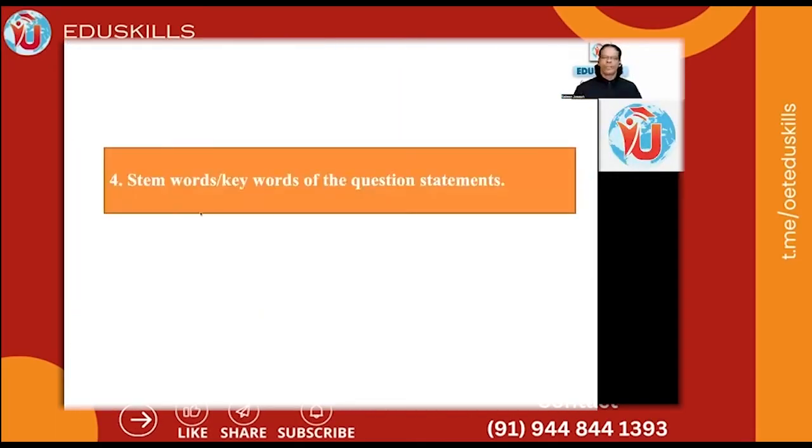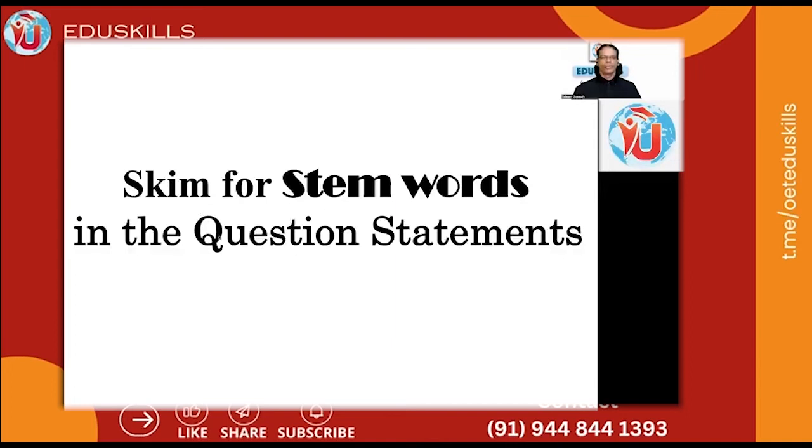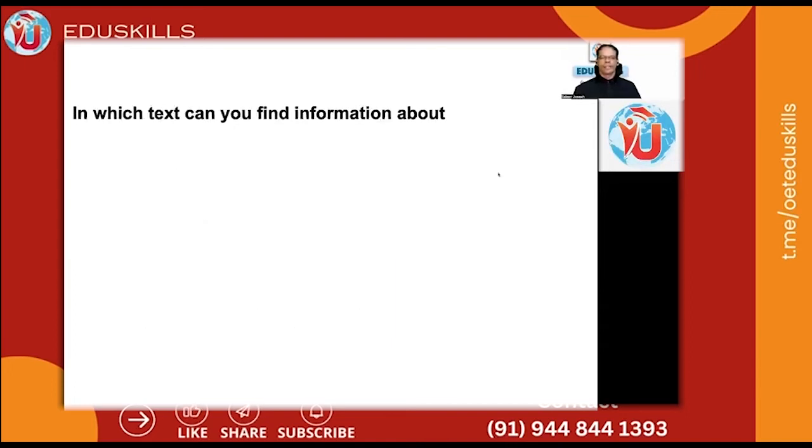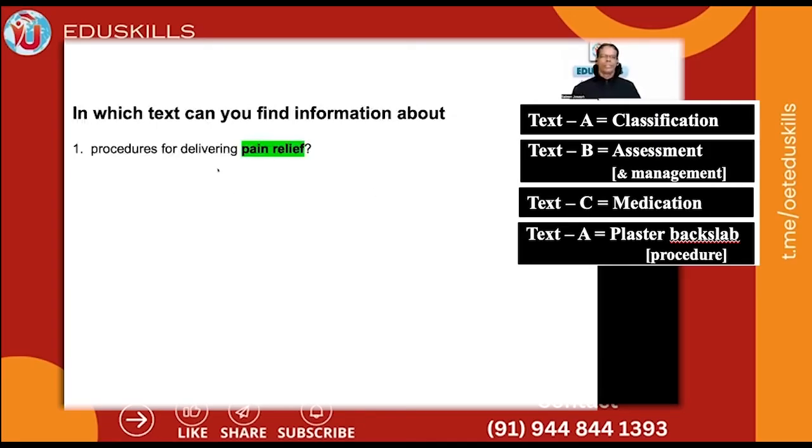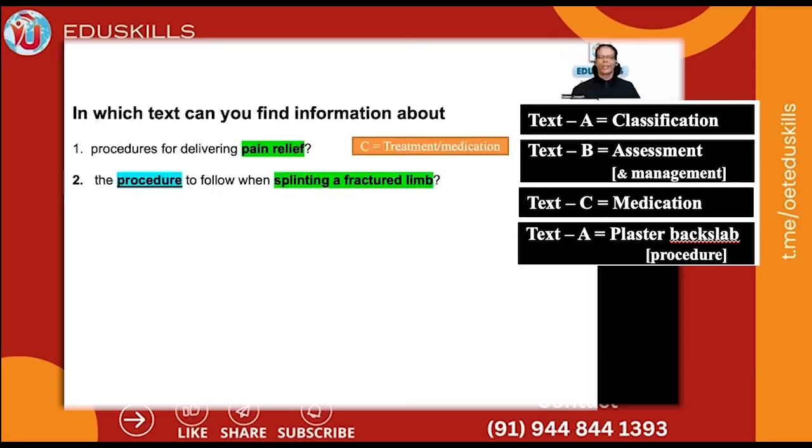So these are the synonyms or synonymous language used. The fourth one is stem words, keywords of the question statement. We have seen the text. These are the first 7 questions. Now you'll have to tell me from which category. Procedures for delivering pain relief: A is pain relief, where does it come? Medication, C, treatment and medication, exactly. The procedure to follow when splinting a fractured limb: D, exactly. See, you need not even read. You have not looked into the passage at all. We have just glanced through.